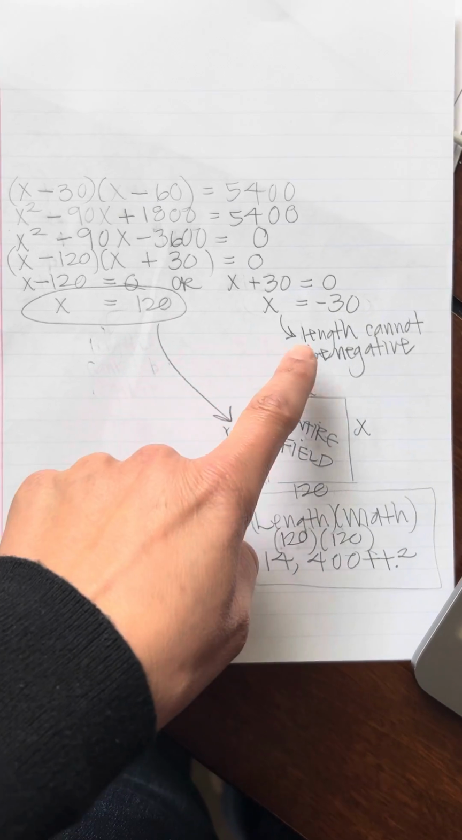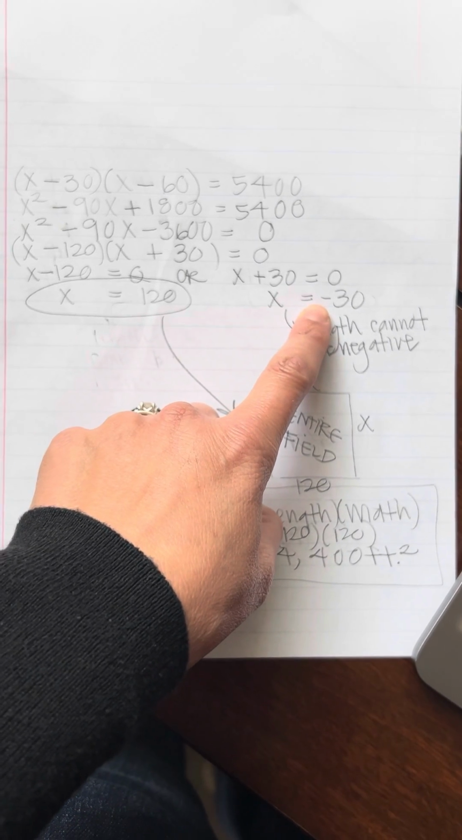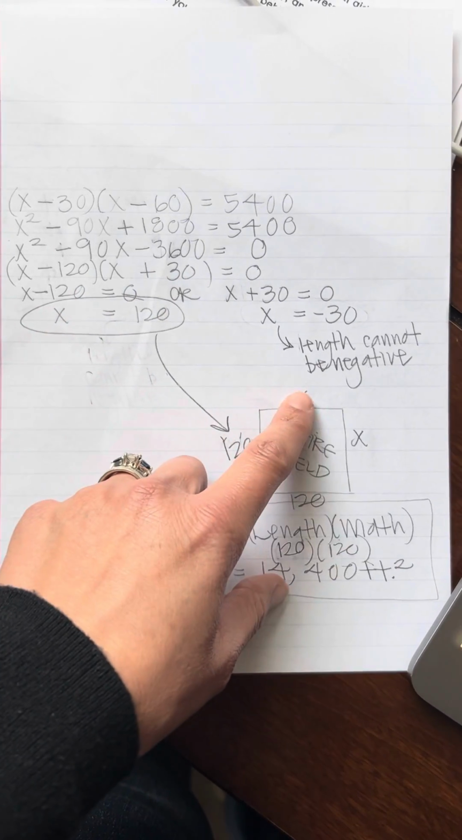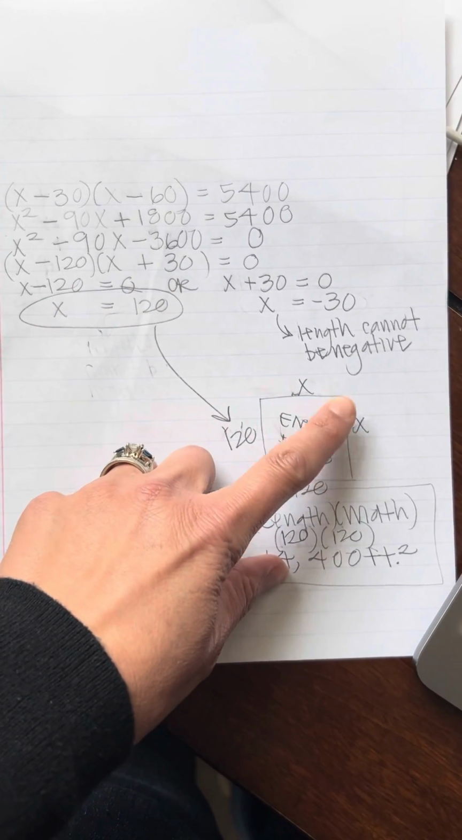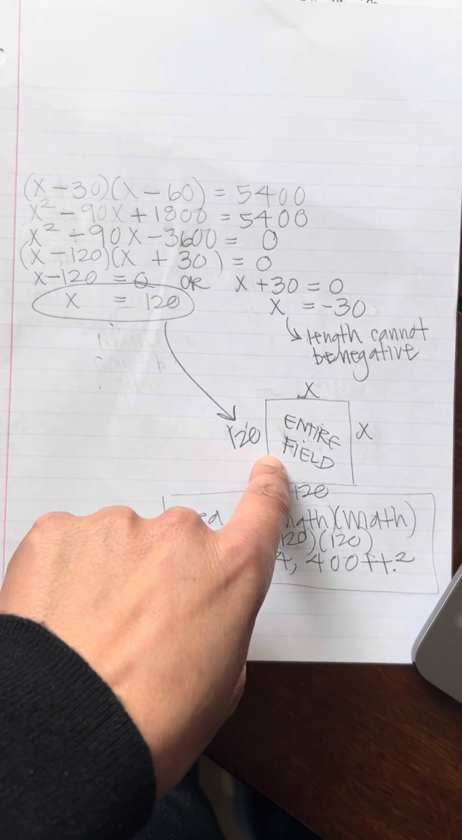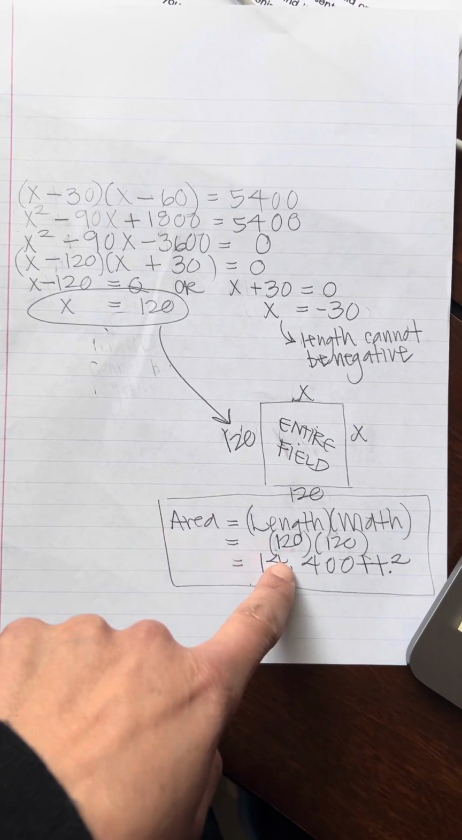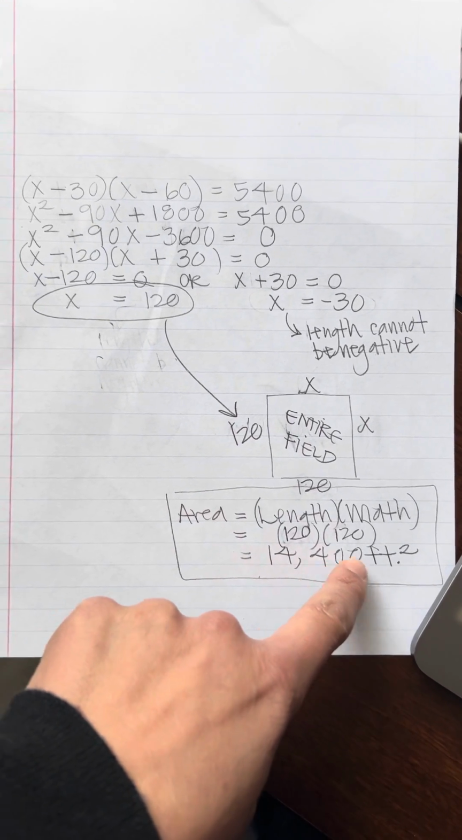And as we know, length can't be negative, so we throw out the answer of negative 30, and we keep the 120. We plug that in for the entire field value of x, so it looks like this was actually a square field. And then to get area, we multiply those two together to get our 14,400 feet squared for our area.